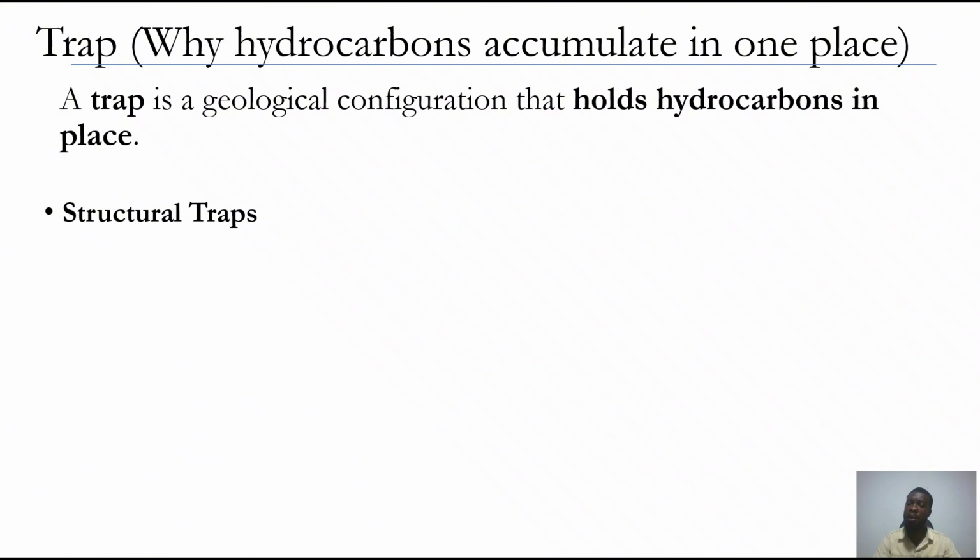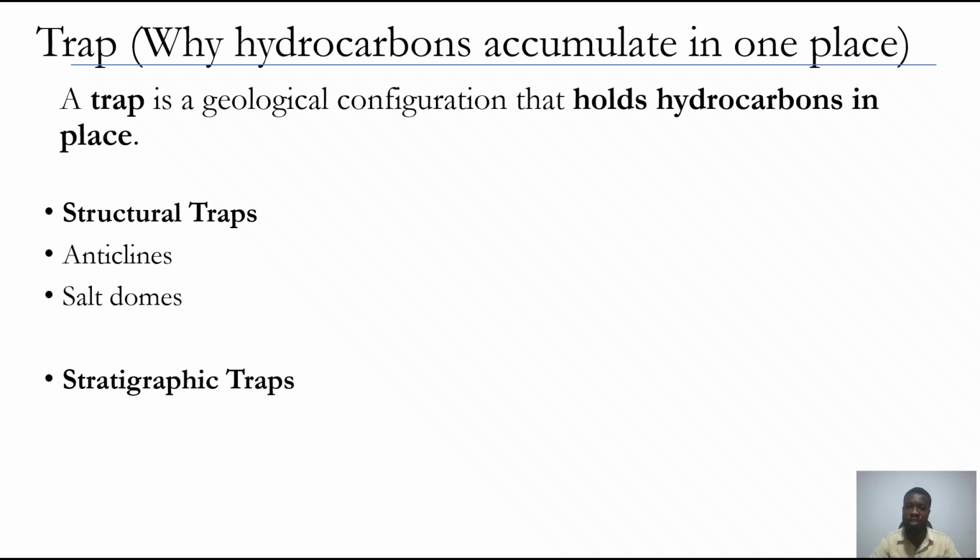We have two types of trap. We have the structural traps and also the stratigraphic traps. The difference between these two is that structural traps are formed by deformation of rock layers. So the rock is deformed to form what we call the structural trap system. An example of this is the anticline. We also have other examples such as salt domes and also faults.